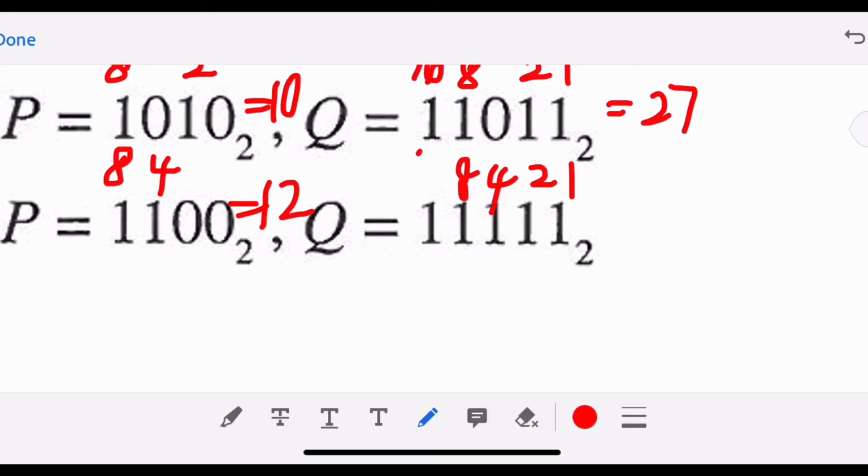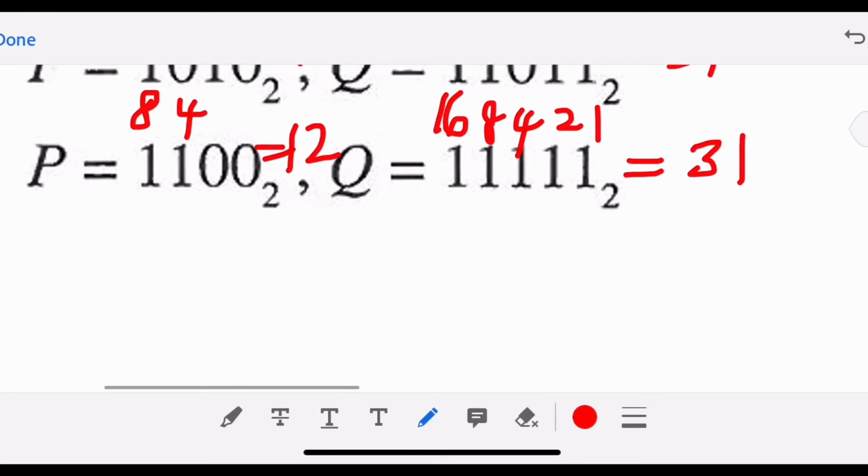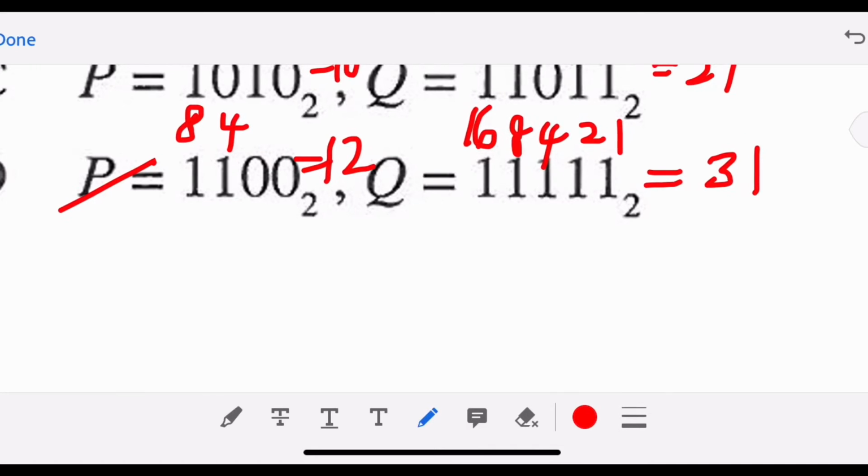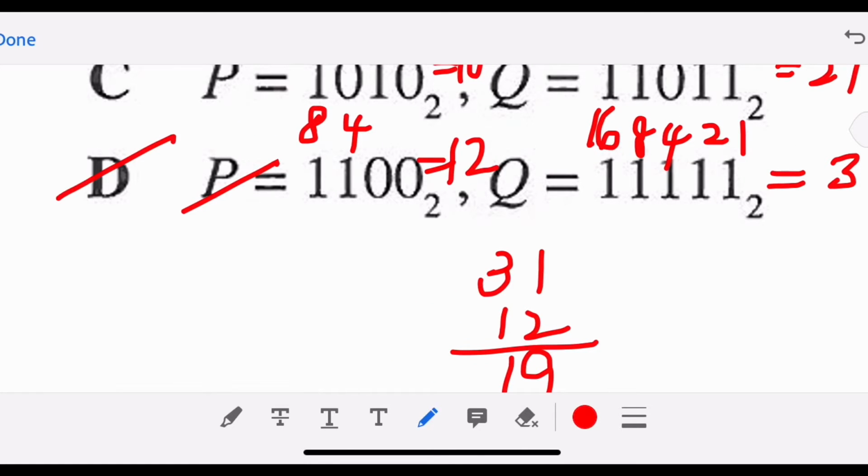Okay, so let's confirm the answer. I get 12 for P, and then I convert to base 10 for Q. I'm getting 31. So 31 minus 12 is obviously 19, isn't it? So the answer for D is 19.